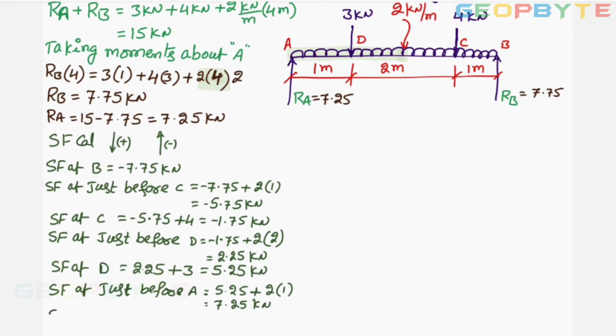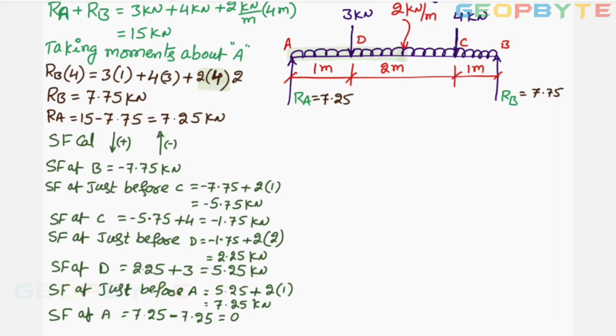Similarly, the last point, SF at exactly A equals already 7.25 is there. Exactly at A, it is an upward force, so negative, minus 7.25, and the resultant value is equal to 0. SF at A should be 0 when you calculate it from B to A.